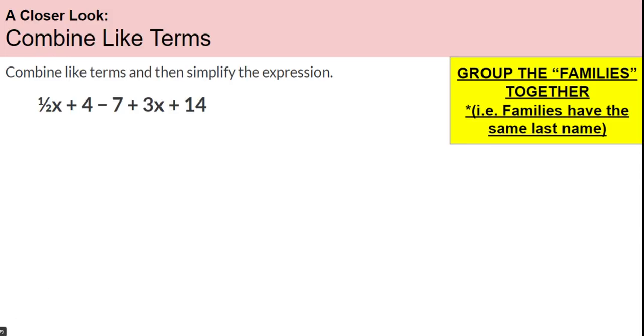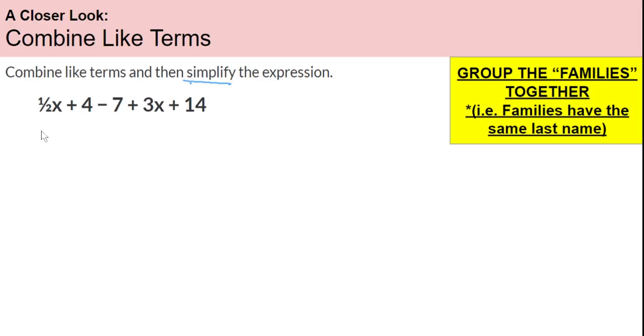So first thing we're going to do when we combine like terms in this expression, that's what we're really doing is simplifying the expression, making it as small as possible. So here it is. Group the families together. Families have the same last name. See if you can group the families together in this pause video. Try it yourself, then we'll review.